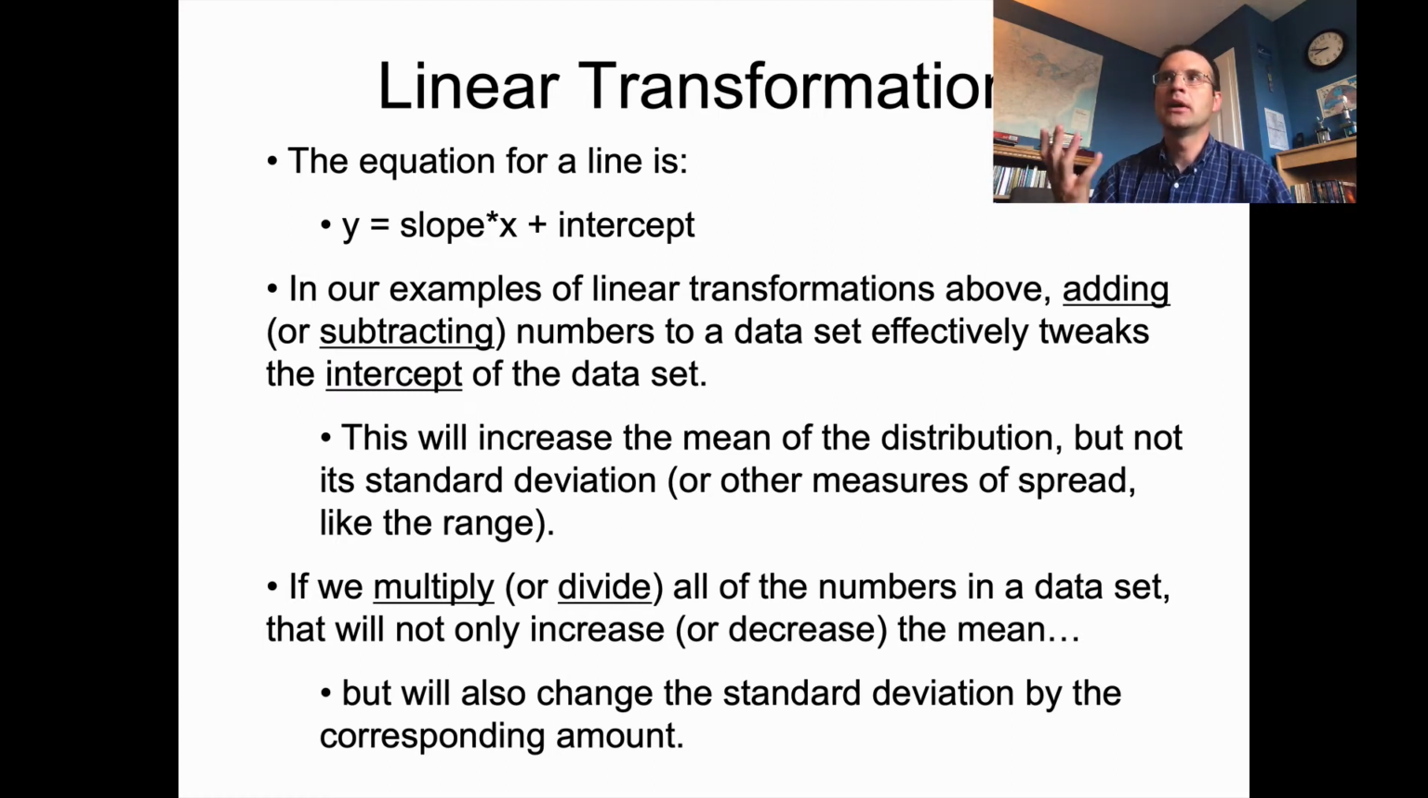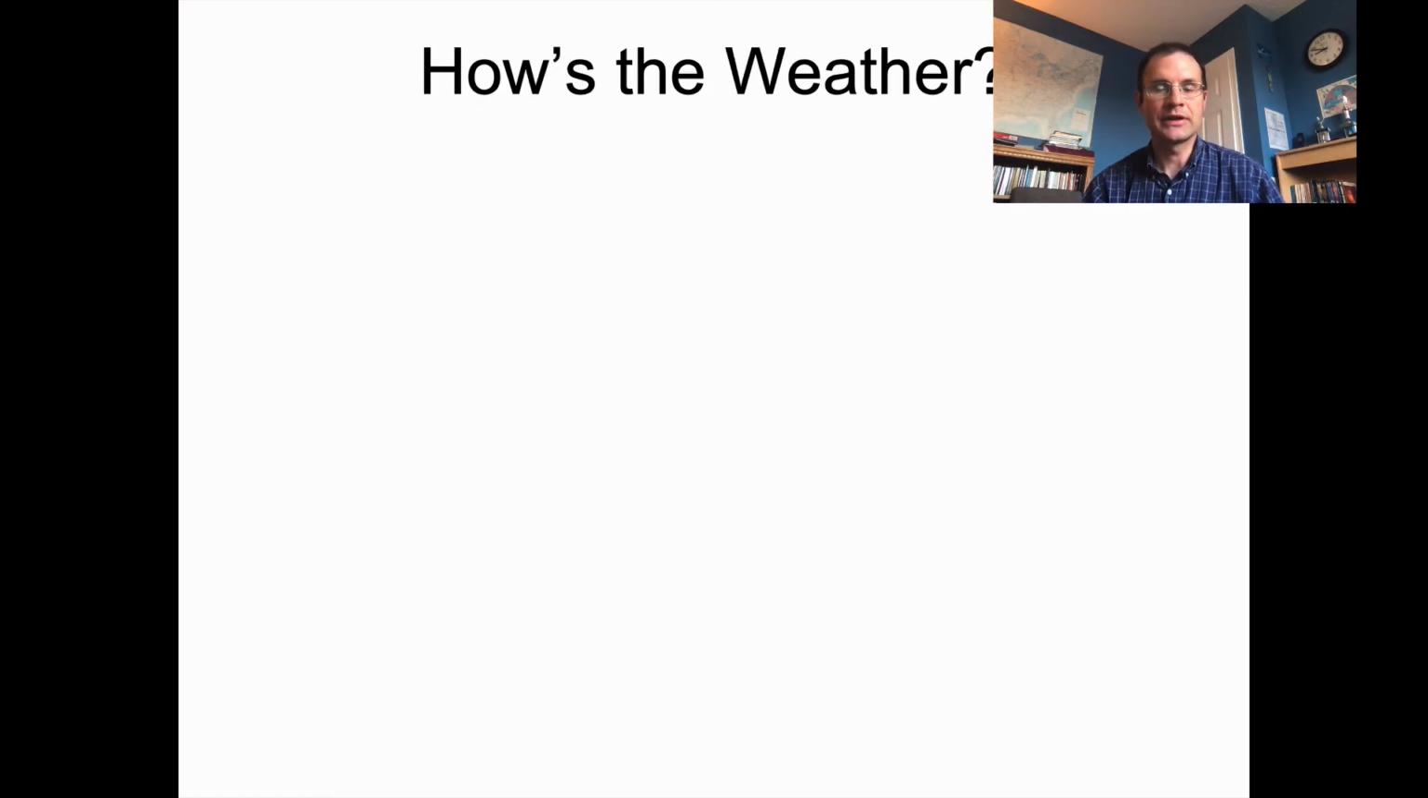So if we double the value of x and get y, then it's going to double the value of the mean, and it's also going to double the value of the standard deviation. And those are our two operations, multiplication and addition, basically, for a linear transformation.